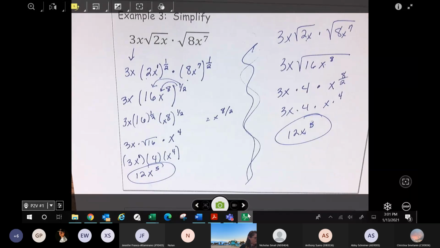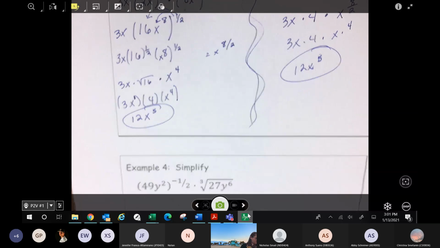Okay, so let's go over one last example. And this one's dealing with negatives. Yuck.